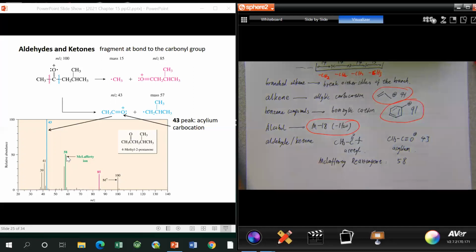So if you combine these two fragments, the acylium fragment and the McLafferty rearrangement fragment, you can determine it should be an aldehyde or ketone. Very unique, but sometimes not easy to observe.